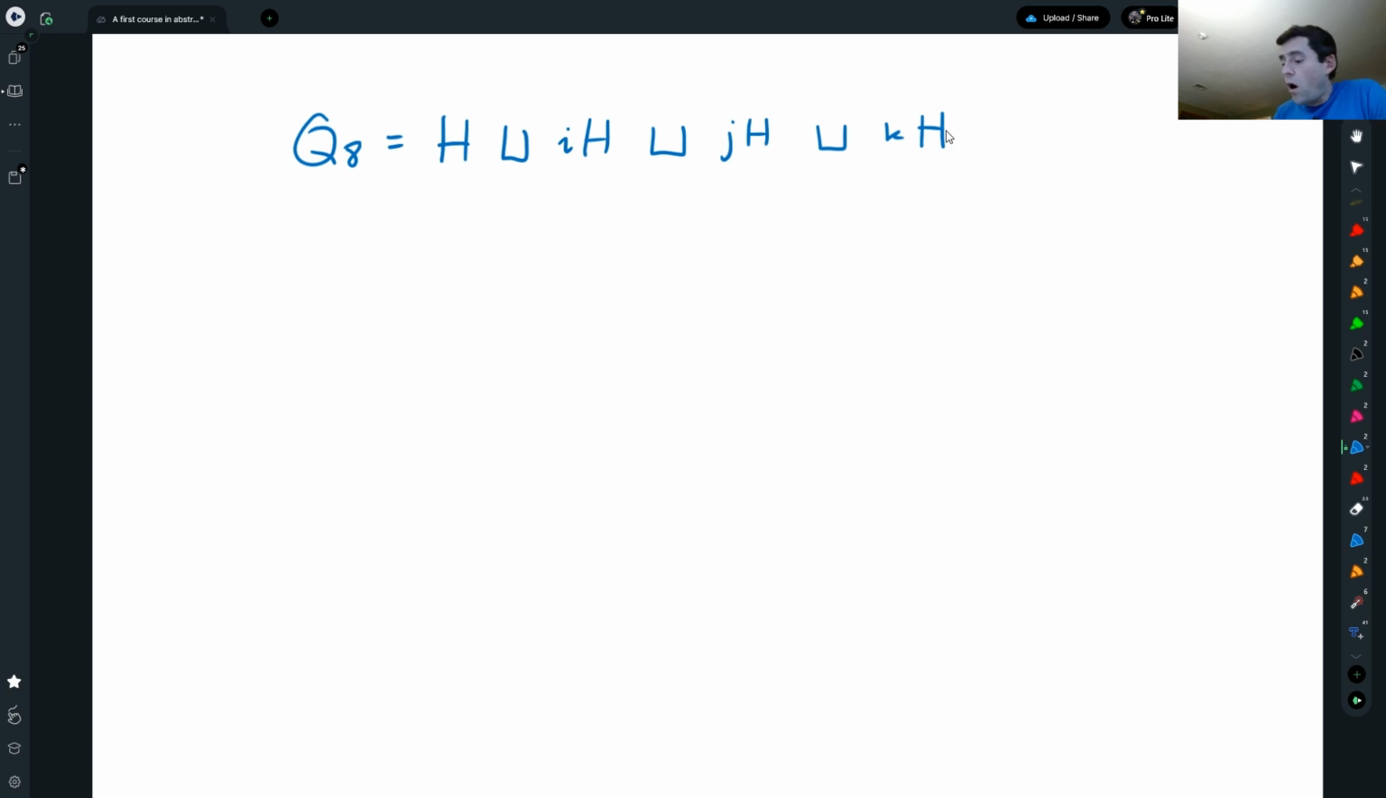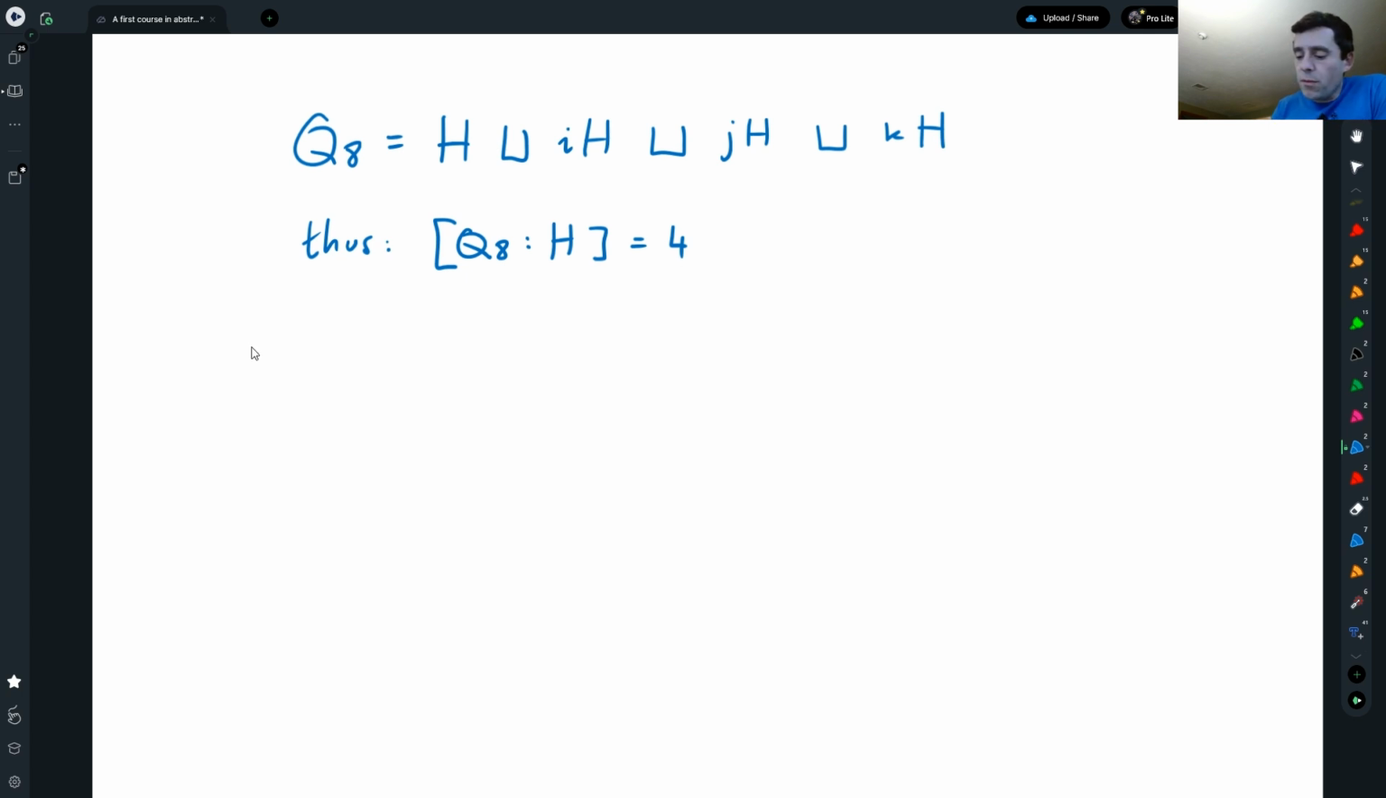The fact that there are exactly 4 cosets that are disjoint and cover all of Q8 tells me that the index, which is precisely this number, is 4. Okay, and we can, in fact, now verify Lagrange's theorem.